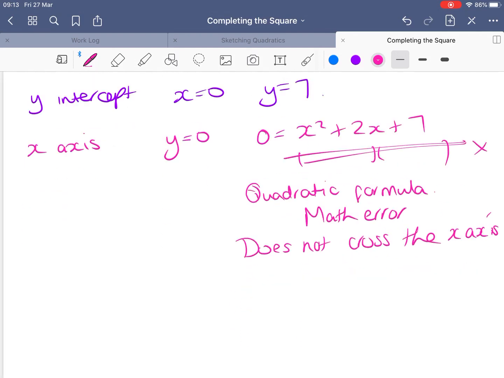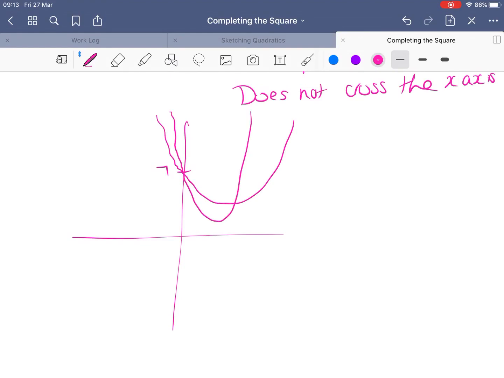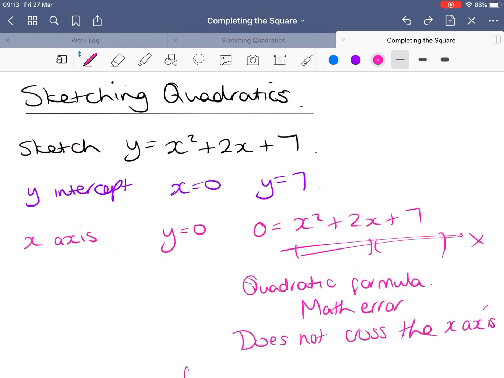Okay, so I've got 2 bits of information up to now. I know it crosses the y-intercept at 7, and I know it doesn't cross the x-axis. But I'm still a bit stuck as to how to draw this quadratic because, let's be honest, it could go like this, it could go like this, it could go like this, it could go like this. I have absolutely no idea where my quadratic is going to go. And this is where we complete the square.